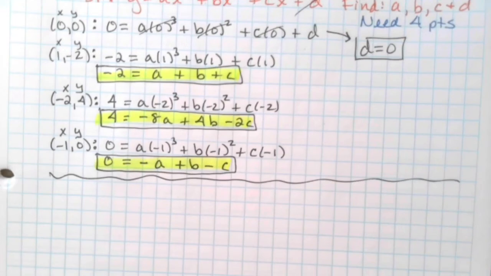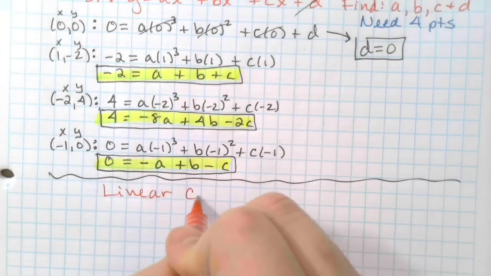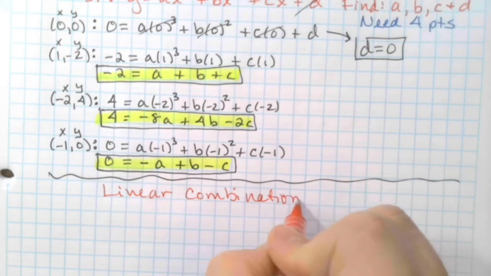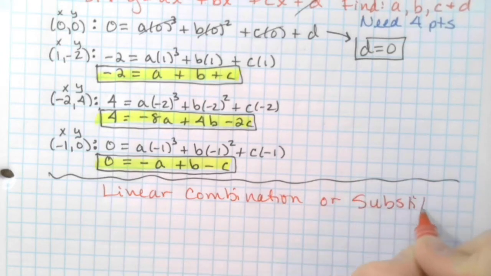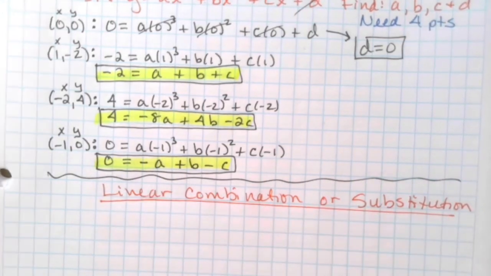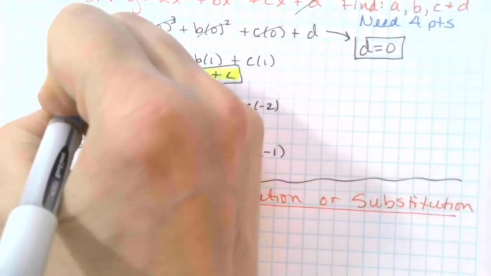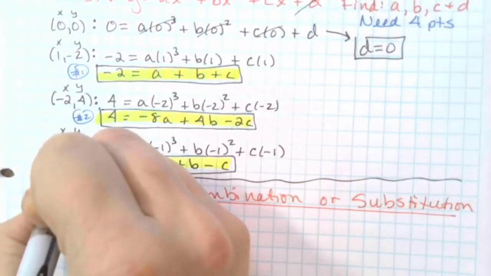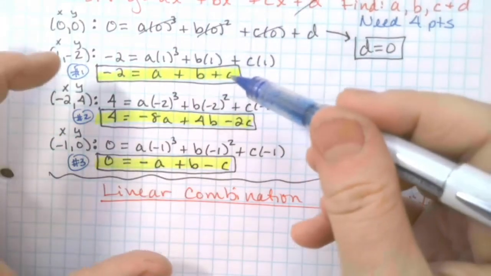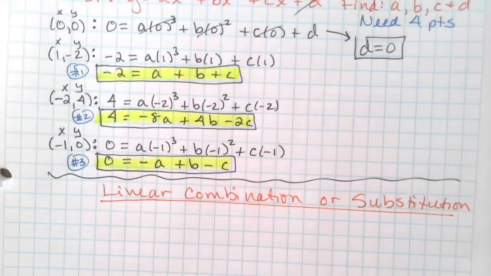Now here in the process, you actually get to choose how you want to do the rest of the problem. You can do linear combination or substitution to get your answer. And you get to pick whichever is your favorite. I'm a fan of linear combination. I'm going to call these equation number 1, equation number 2, and equation number 3. If I look at 1 and 3, you can see that the A's are going to eliminate, and I'll actually get what my B is. So that's a really good one to do.